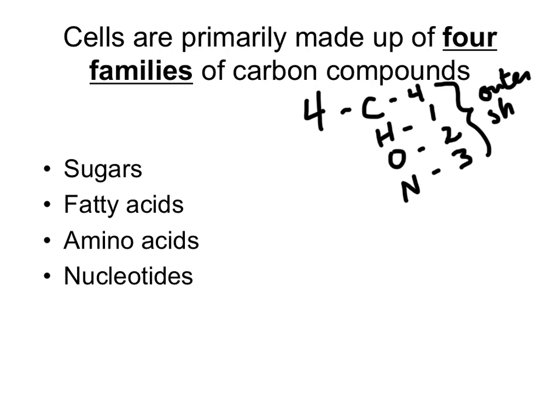And having that outer shell full is very fulfilling. And then these atoms are going to get made into the four families of carbon-containing compounds: sugars, fatty acids, amino acids, and nucleotides. Here I'm going to talk to you about sugars, fatty acids, and nucleotides, and I will save amino acids for an additional lecture another time.